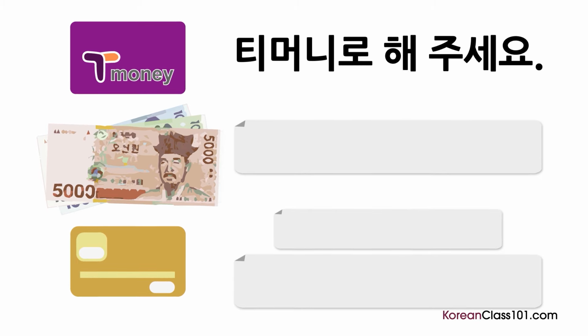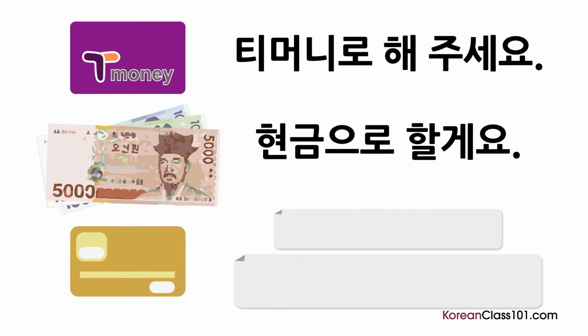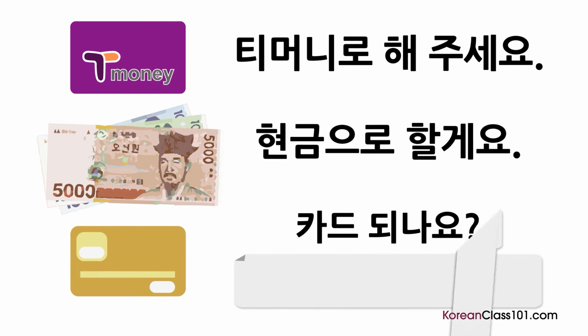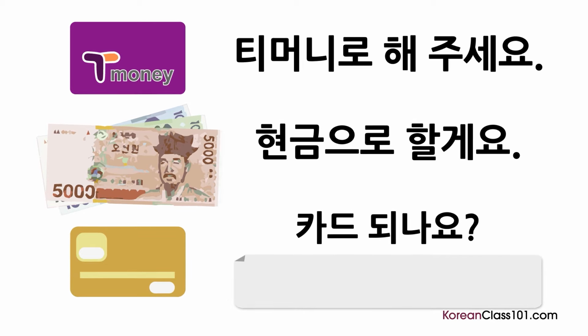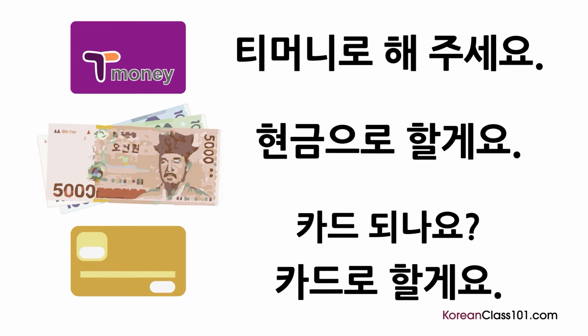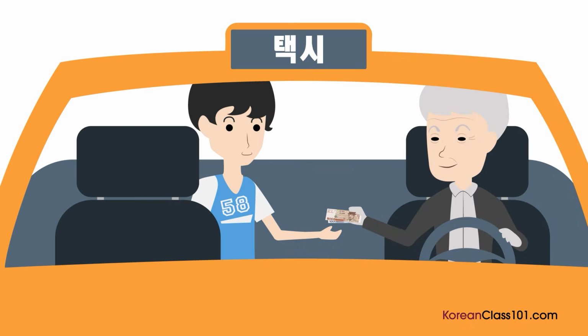When you want to pay using cash, say, 현금으로 할게요. It means, I'll pay with cash. Or, if you want to pay by a credit card, first ask, 카드 되나요? To mean, is a credit card okay? Note that some private taxis don't accept credit cards. If the driver says yes, say, 카드로 할게요, which means, I'll pay with a credit card. Tipping is not necessary in Korean taxis, so you'll receive all of your change back.